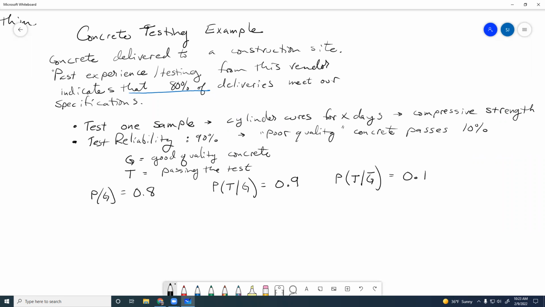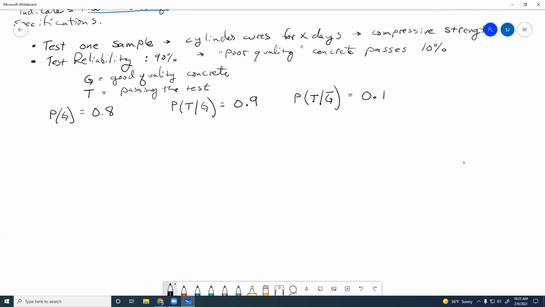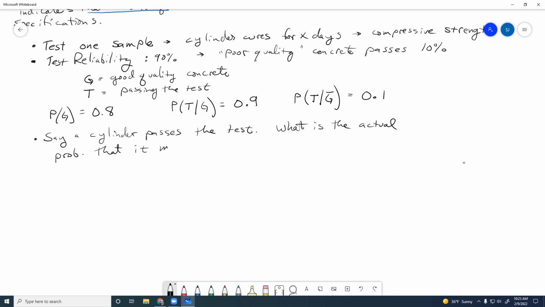Great. All right, so let's do some stuff with this. We've written out what we know so far. And here's our first question. Say a cylinder passes a test. What is the actual probability that it is good quality? Or we'll just say that it meets our specifications.